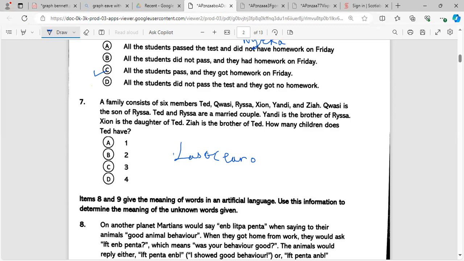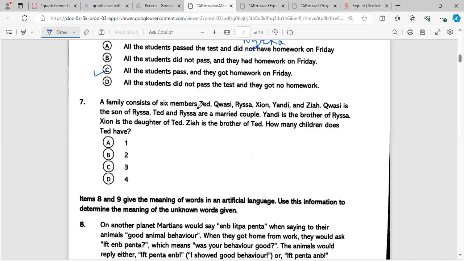So it says something about brother. Zaya is the brother of Ted. Are you guys not caring about that? They'll be uncles for the children. I'm going to draw a chart. Sir, Zaya is the brother of Ted, and it asks how many children does Ted have, sir?